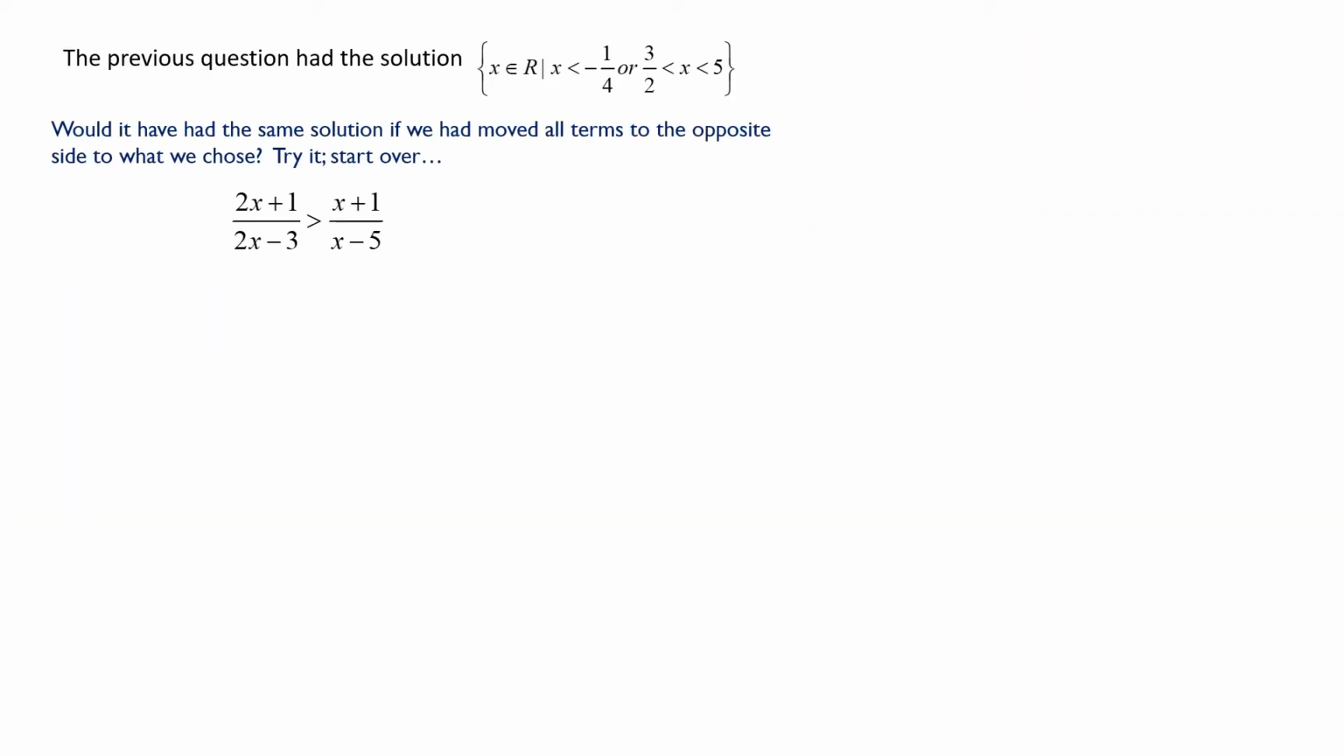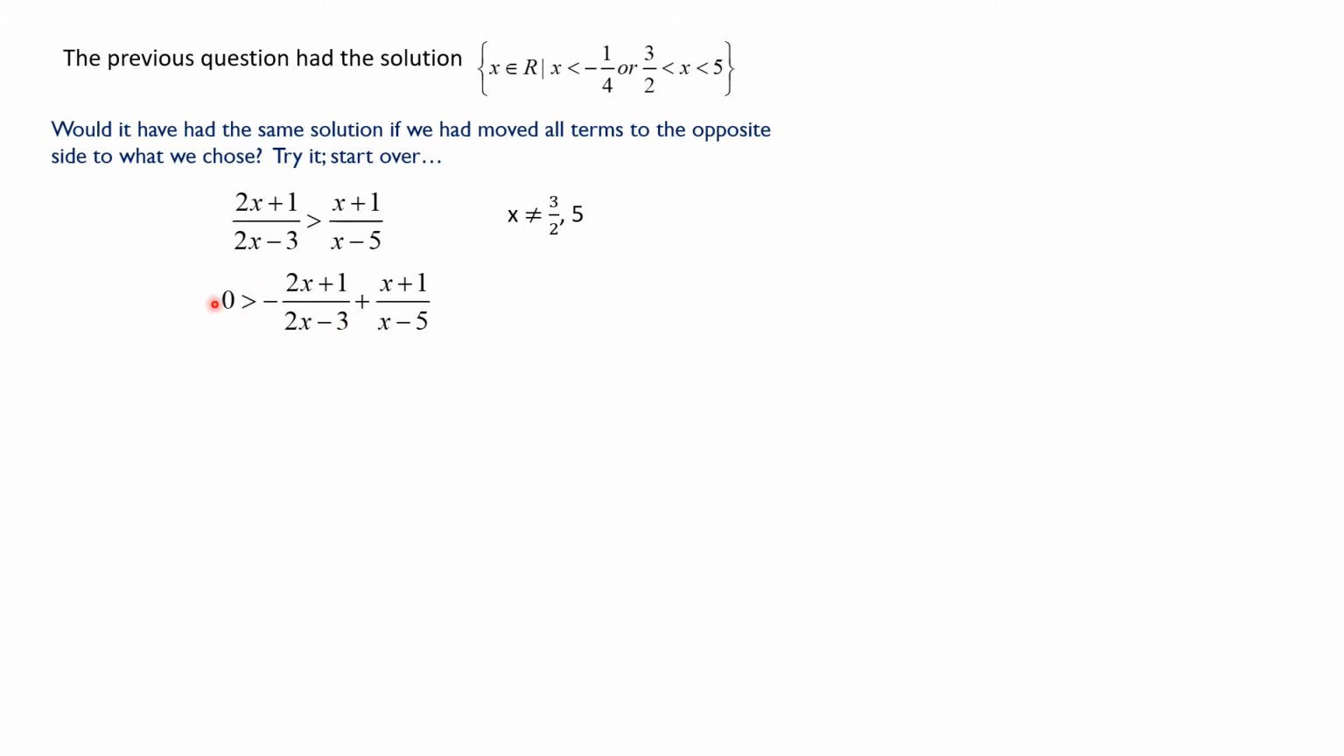So this was the solution that we had. That's set notation, what you're seeing there. Would it have the same solution if we had moved all terms to the opposite side? Let's do that and then we'll look at a graphical answer. This one I want you to try on your own. I will just start it off for you. Last time I brought this x plus 1 term over to this side. What if we bring the first term over to the other side? So everything's on the right side now.